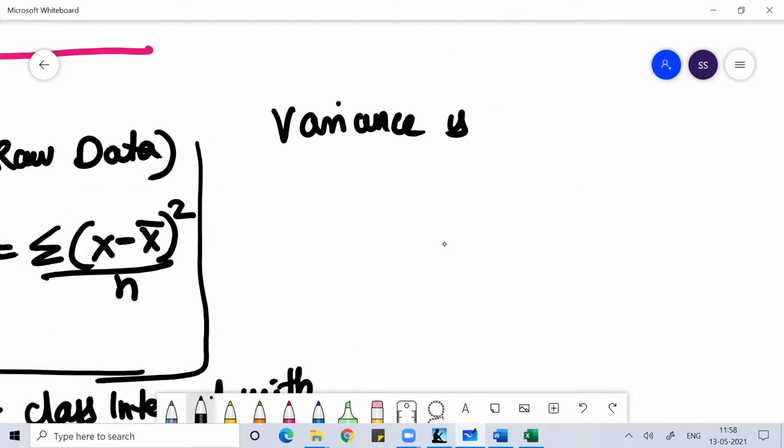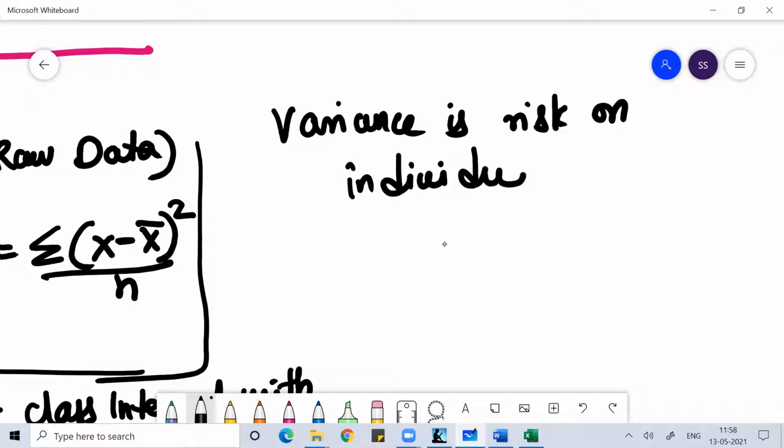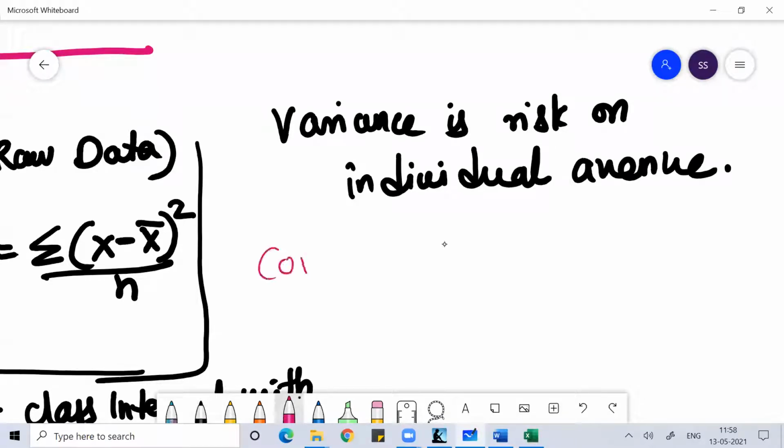Variance is the risk on an individual asset or individual avenue, anything you can say, that is called variance. If you bring more than two avenues together, then you'll have a form of risk which we call covariance. I hope you remember, I have taught you this in statistics, the same thing you study in portfolio management also.